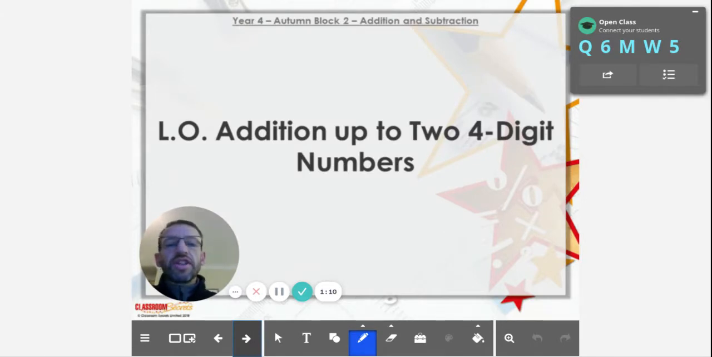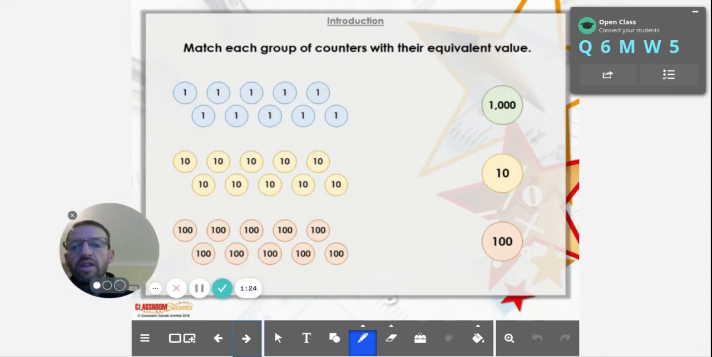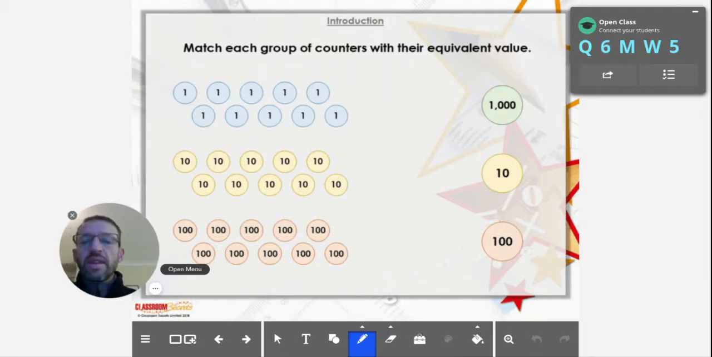Learning objective is addition with numbers up to 4 digits in each number. So we're going up to the thousands. First little activity, if I just move me out of the way here so you can see the whole screen, I can get rid of that as well.